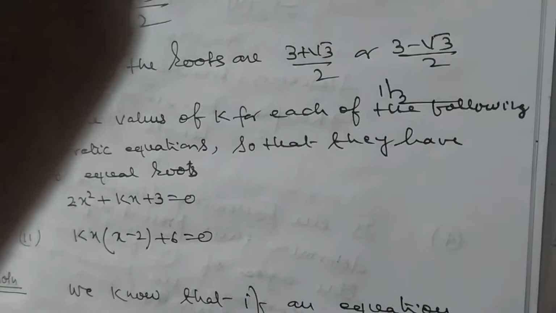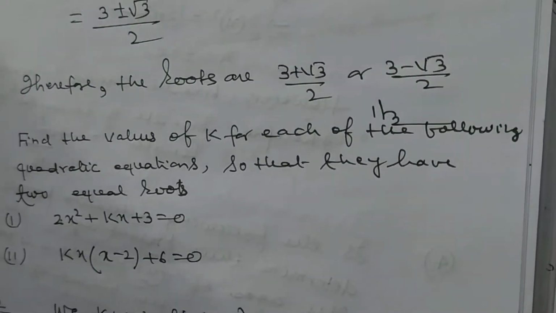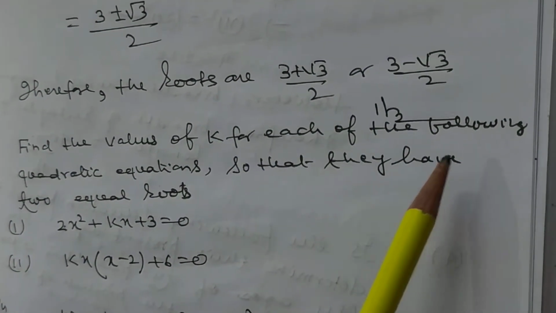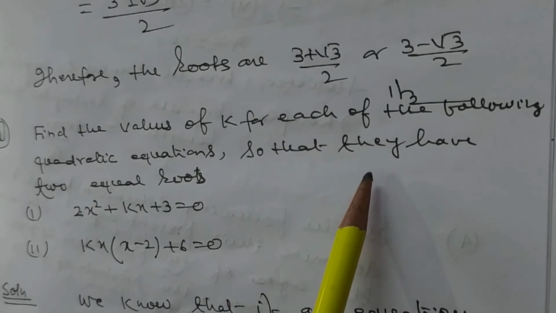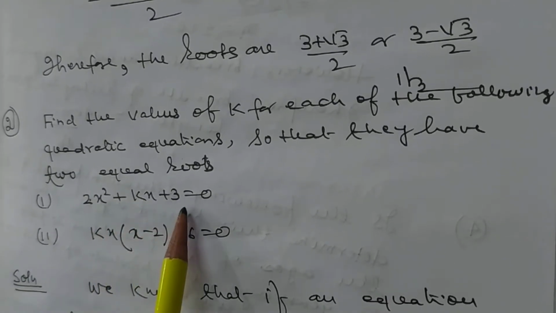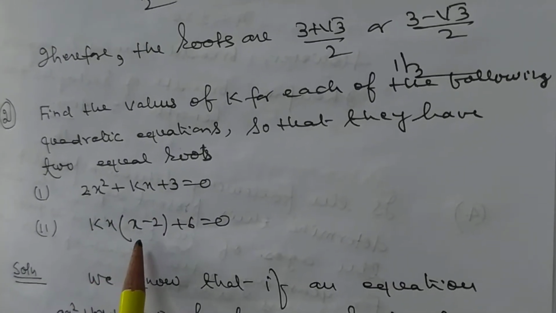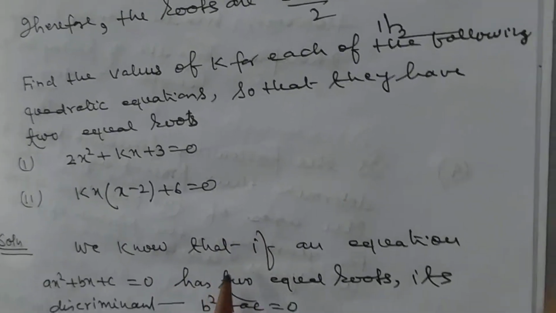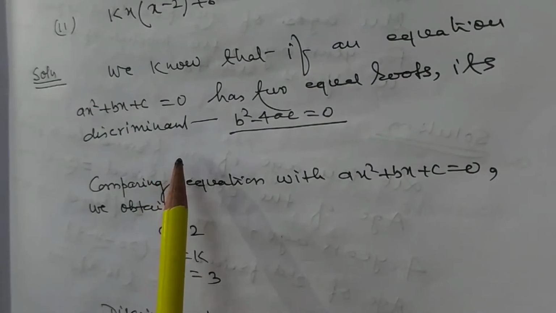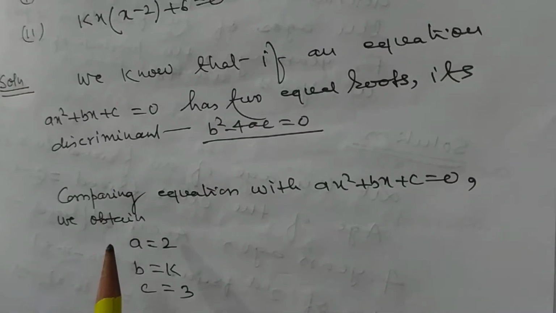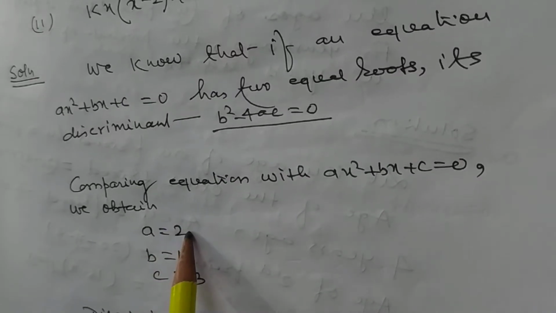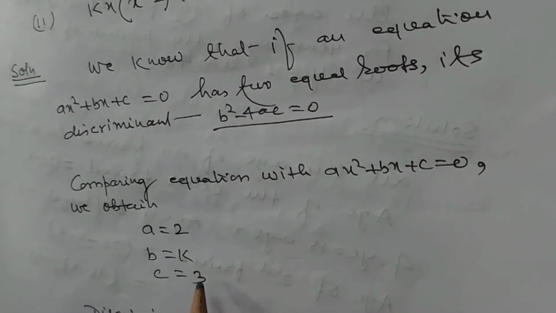Problem number 2. Now, my dear student, find the values of k for which the following quadratic equations have two equal roots. First is 2x square plus kx plus 3. Second is kx into x minus 2 plus 6 is equal to 0. We know that if an equation ax square plus bx plus c is equal to 0 has two equal roots, its discriminant b square minus 4ac is equal to 0. Comparing the equation with ax square plus bx plus c is equal to 0, we obtain a is equal to 2, b is equal to k, c is equal to 3.